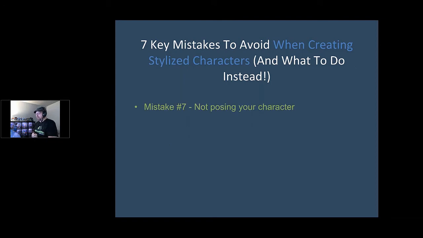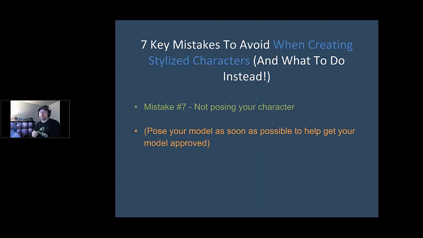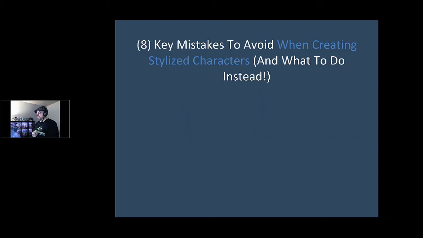Okay. So the next thing. Mistake number 7, not posing your character. We've already gone over this. Pose your model as soon as possible to help get your model approved. That's huge, and it's not something that a lot of modelers do. So I recommend it. And I've talked about this a little bit, but this is a bonus mistake. Okay, this bonus mistake is not creating a low-res character, and this is quite big. If you want to get a job in the game industry, you need to show that you know how to create game characters.